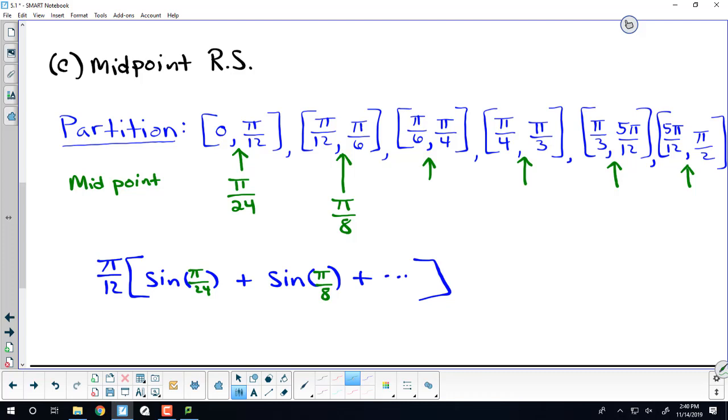Let me label this midpoint Riemann sum. The area using the midpoint Riemann sum is approximately that. And we should get that sum to come out to be 1.003. And again, the midpoint, just so we're clear, is just the difference between the two extremes divided by 2.